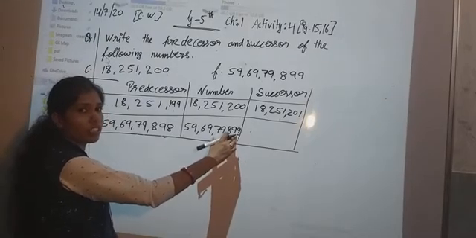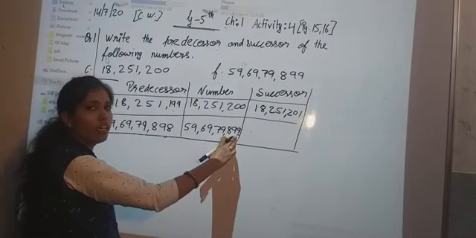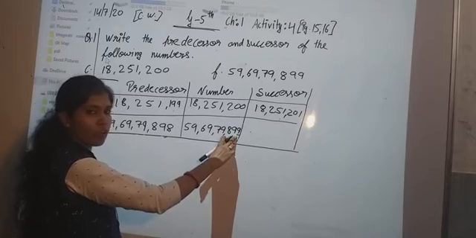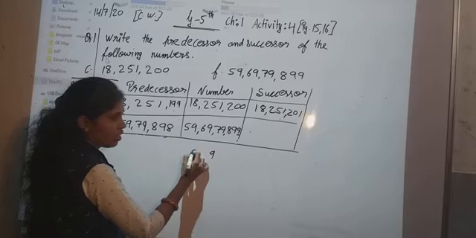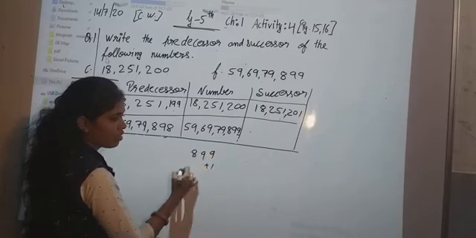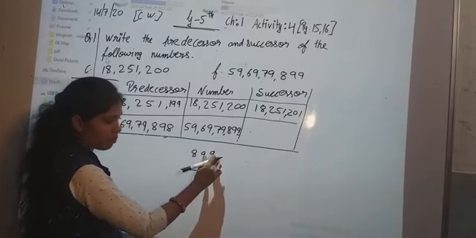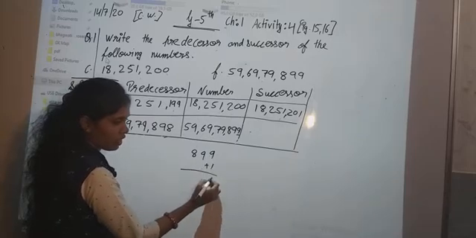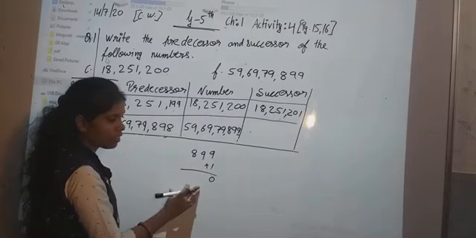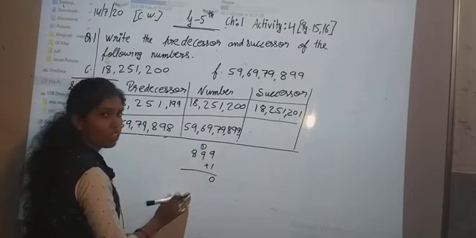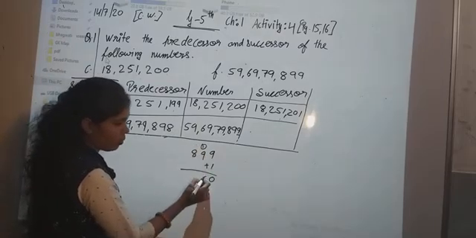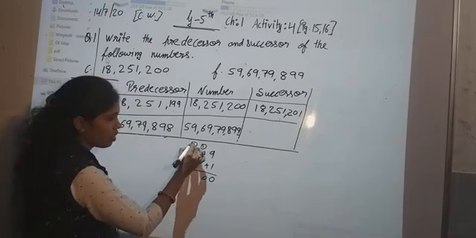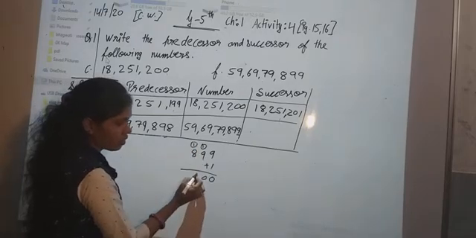What is the meaning of successor? We will add 1 to a number. If we add 1 to this number, what will come? 9 plus 1, that means 10. We got the carry. We have 9 and plus 1, it will become 10 and we will get a carry.